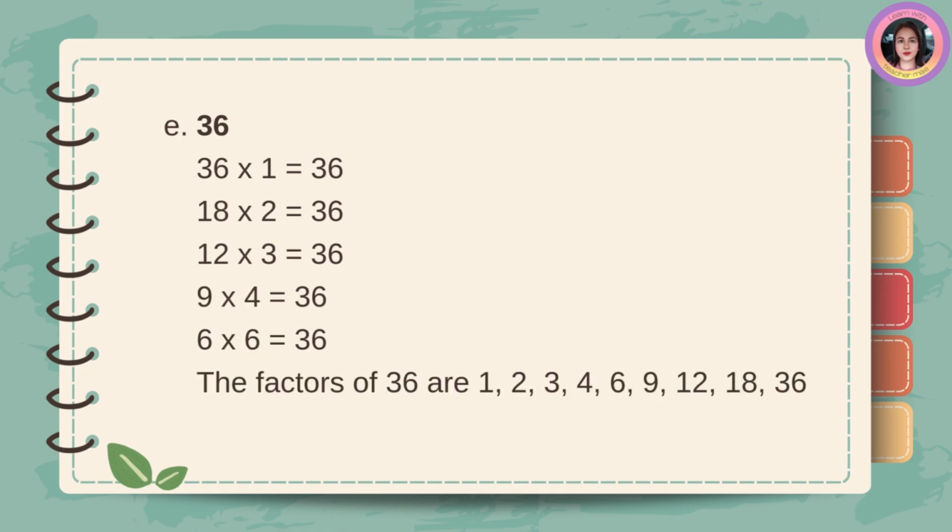Letter E, 36. 36 times 1 is equal to 36. 18 times 2 is equal to 36. 12 times 3 is equal to 36. 9 times 4 is equal to 36. And 6 times 6 is equal to 36. The factors of 36 are 1, 2, 3, 4, 6, 9, 12, 18, and 36.